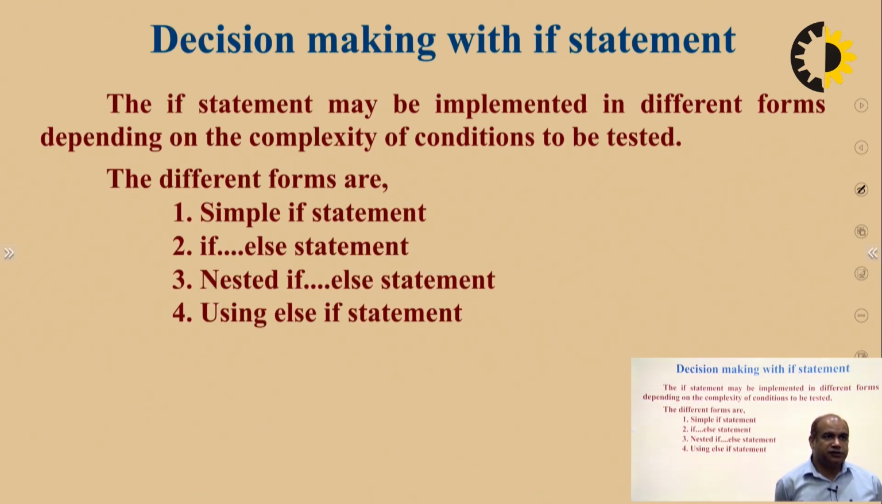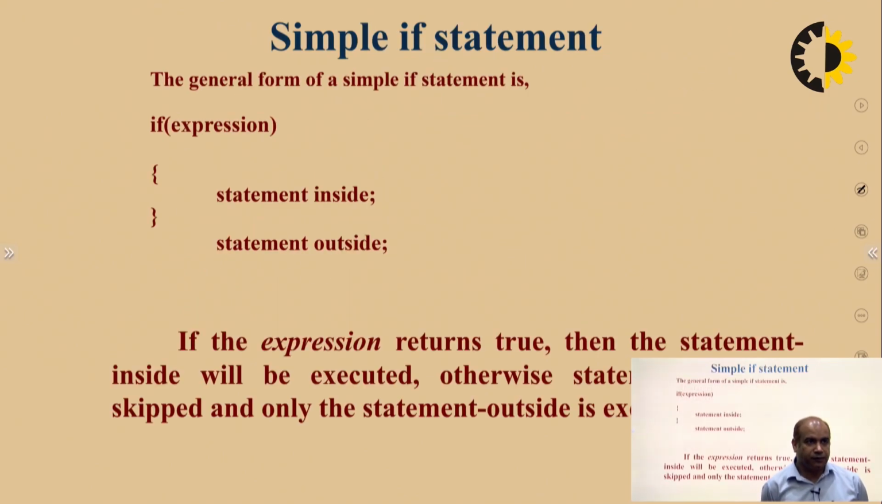So first of all, decision making with the if statement. The if statement may be implemented in different formats depending on the complexity of the condition to be tested. So there are different forms of if statement. For example, we will discuss the simple if statement, meaning only if. Second is the if else statement. Third is the nested if statement, and the last one is the else if ladder. So first is the only if statement, or we can say the simple if statement.